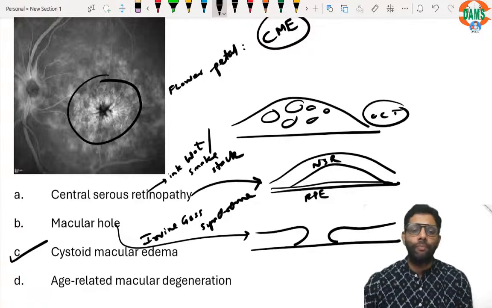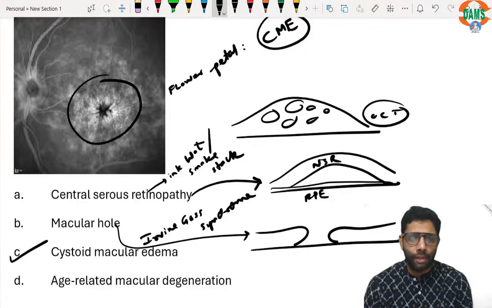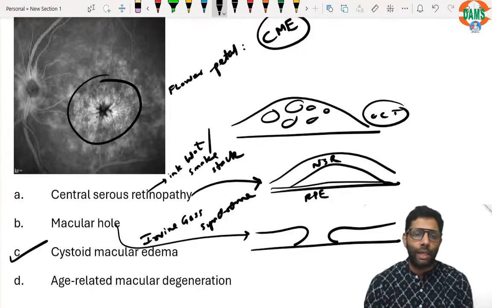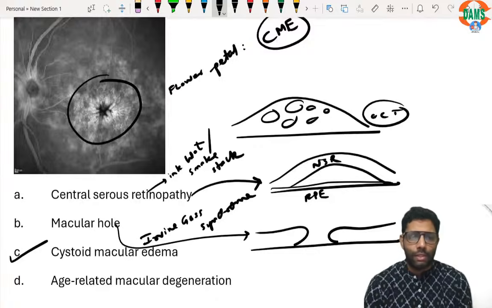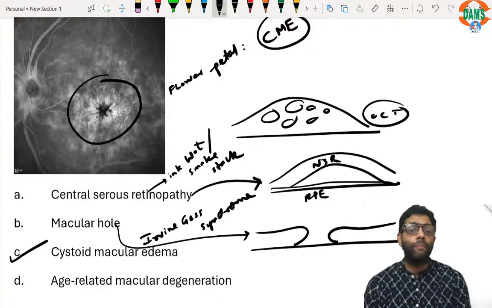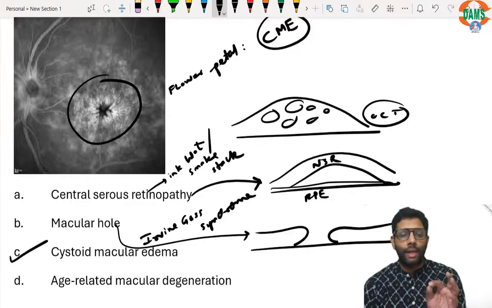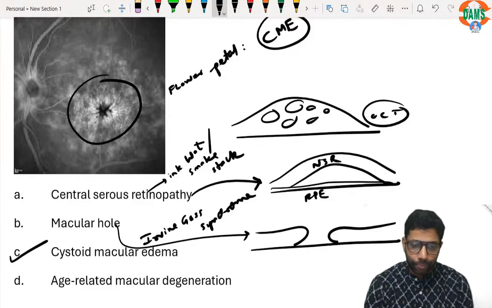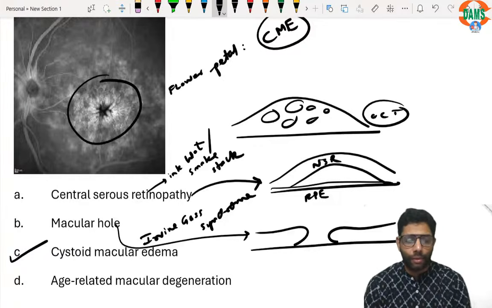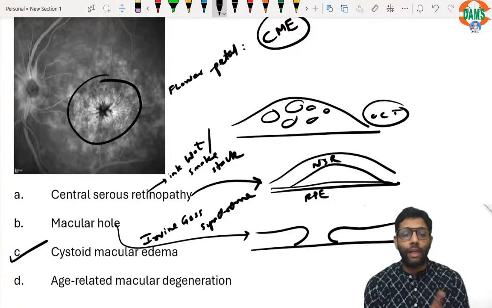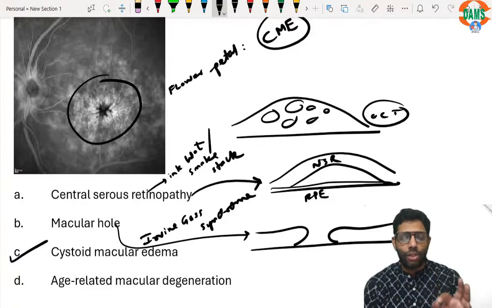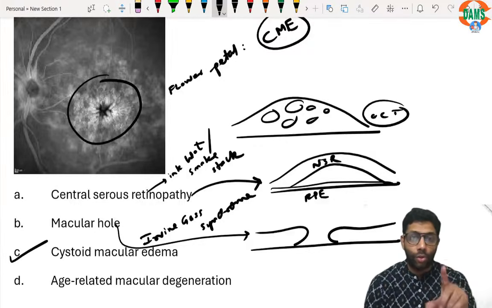In CSR, wait and watch for 3 months. If it does not resolve, then photodynamic therapy after 3 months. Cystoid macular edema treatment depends on the cause. If it is after cataract surgery, NSAIDs or steroids. Same answer for uveitis. If it is in diabetic retinopathy, very important. Any stage of, listen to me, very important. Everyone listen.